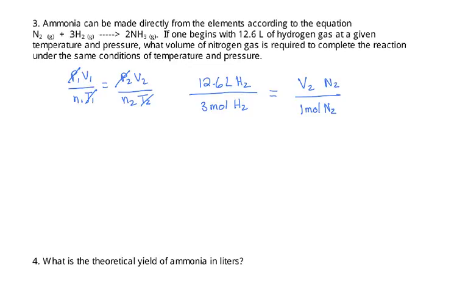Basically, Avogadro's law also says that if you have a certain number of particles or a certain number of moles of any gas, doesn't matter what gas it is, it's going to occupy the same volume at the same temperature and pressure. For example, if you have 1 mole of any gas, whether it's nitrogen or hydrogen or something else, it's going to be 22.4 liters at STP. So we can actually compare between the two gases this way. So if you solve for V2, which is basically the volume for nitrogen, that gives you 4.20 liters.